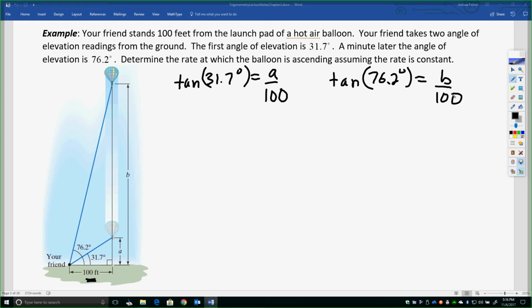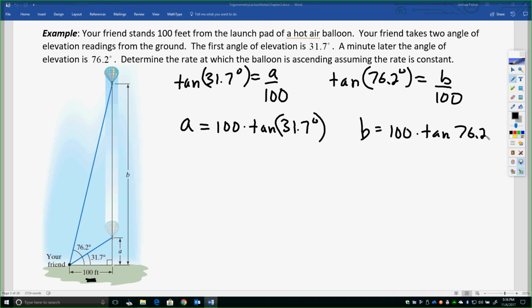So multiplying both sides by 100 in each case gives me A is equal to 100 times tangent of 31.7 degrees, and B equals 100 times tangent of 76.2 degrees. Okay. Again, we don't want the answers for A or B though, because we really want this distance here. That's the distance we want. So we'll call that the distance D. How's that sound? So D is actually going to be the whole thing, which is B, minus the partial distance at the bottom, take that off, which is A.